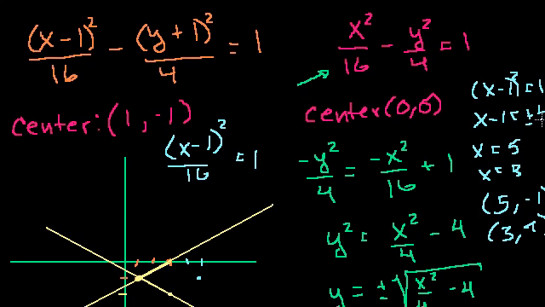Let me write that. So x minus 1 is either equal to 4, or x minus 1 is equal to minus 4. If you have the minus 4 situation, then x is equal to minus 3. So you go 1, 2, 3, minus 3, minus 1. So those are both points on this hyperbola.